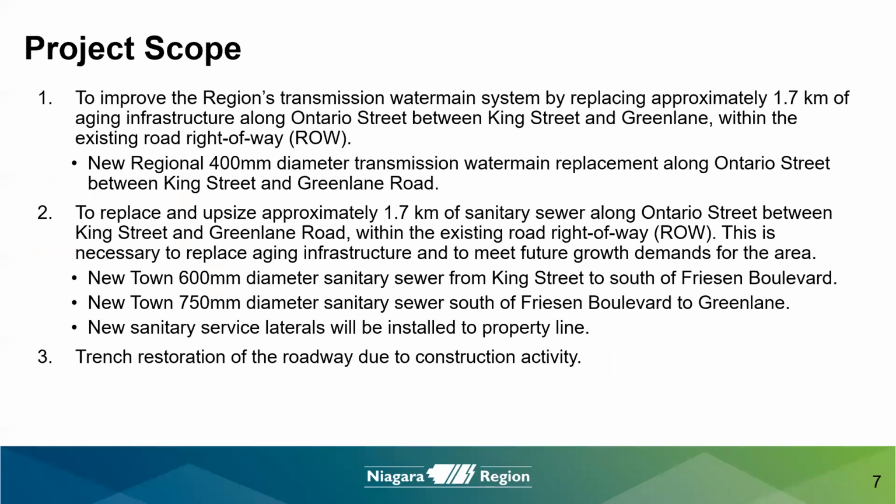Project scope. The project scope of this project is, one, to improve the region's transmission water main system by replacing approximately 1.7 kilometers of aging water main along Ontario Street between King Street and Green Lane, all within the existing right-of-way. This will involve replacing the existing water main with a new 400 millimeter diameter transmission water main along Ontario Street between King Street and Green Lane.